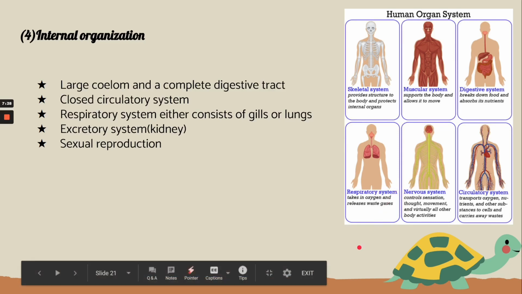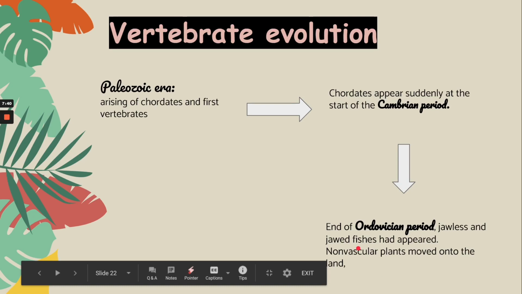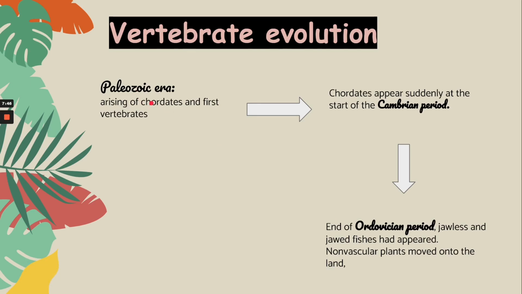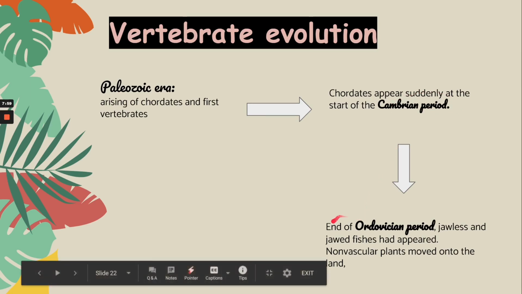Alright, so now let's move on to vertebrate evolution. So it started back in the Paleozoic era, where the chordates were first distinguished as the first vertebrates. Alright, so chordates appeared suddenly at the start of the Cambrian period. At the end of the Ordovician period, jawless and jawed fish had appeared. Non-vascular plants also moved onto the land. Alright, so now let's move on.